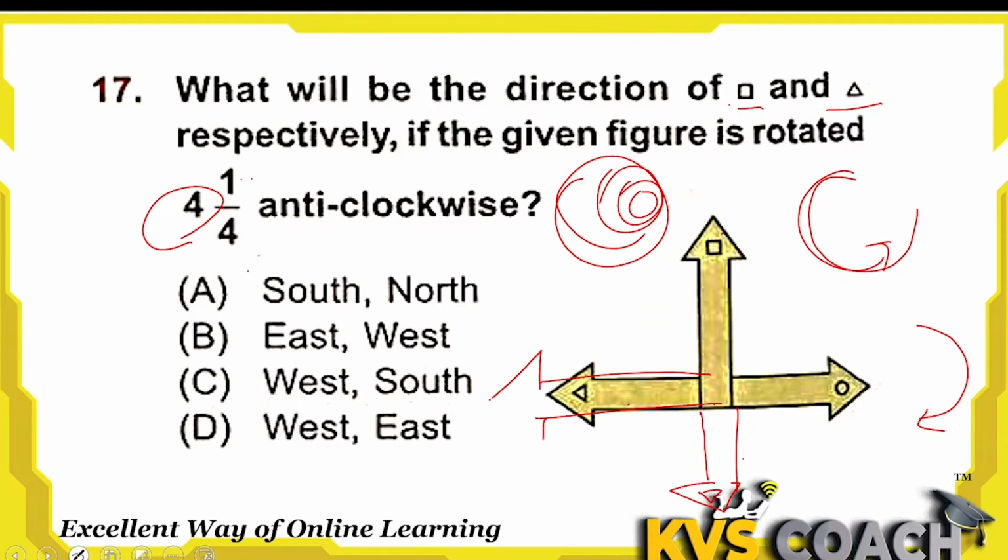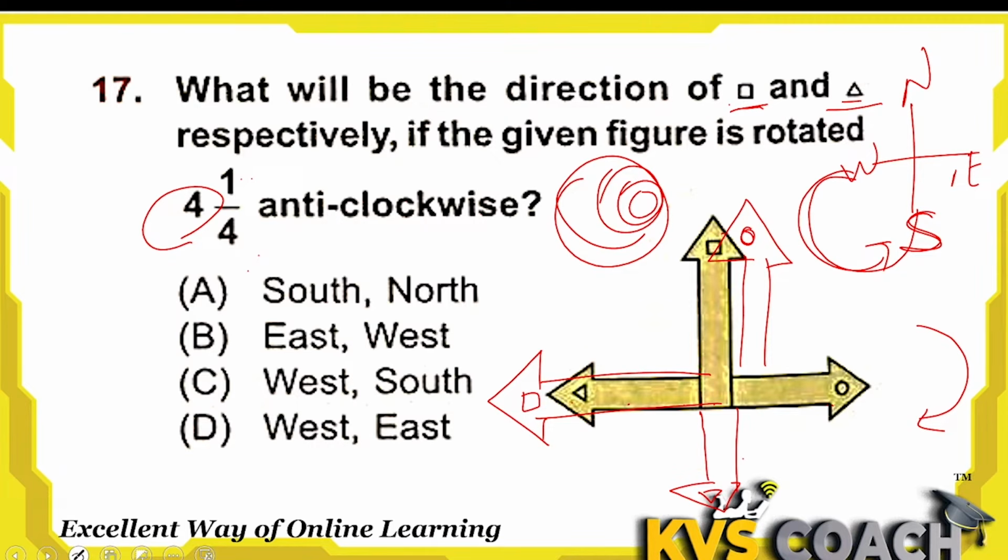Okay, here, and this will be in this position, because they are only a 1/4 round. Okay, so they are asking for the directions. This is east, this is west, this is north, and this is south. We all know that. Okay, so what will be the direction of the square and triangle?